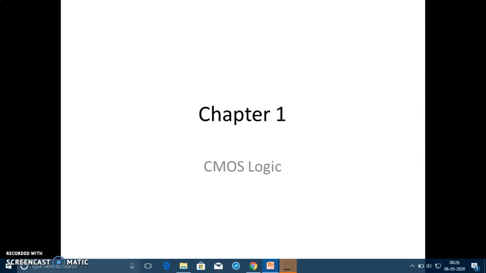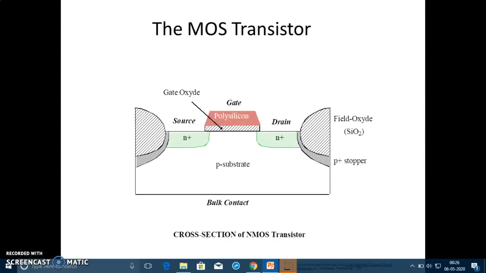First, chapter 1, Introduction to MOS Transistor. MOS transistor is nothing but metal oxide semiconductor transistor. There are two types of MOS transistor: P-type MOS transistor and N-type MOS transistor. Here PMOS has an N-type substrate, and NMOS transistor has a P-type substrate.